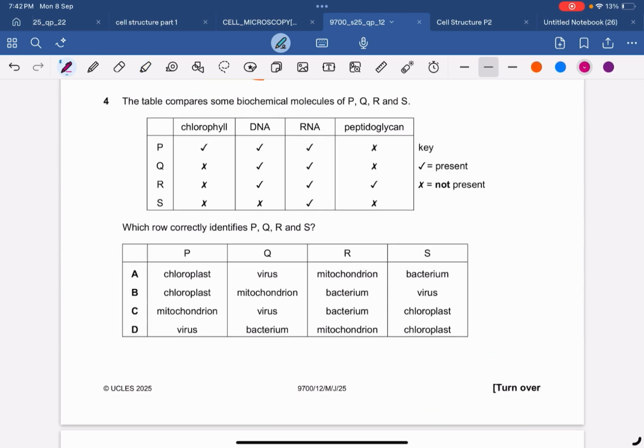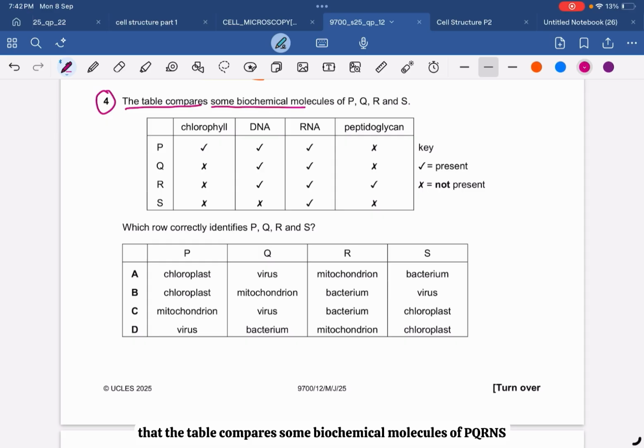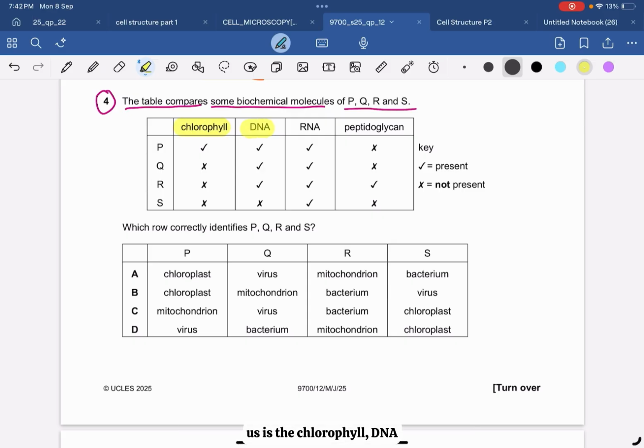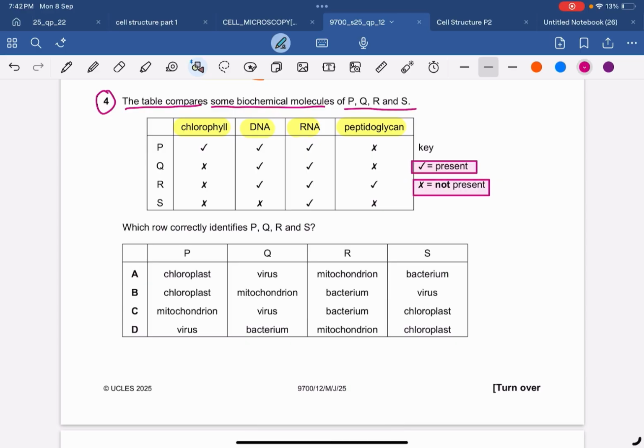Coming to question number 4, all of you, the question says that the table compares some biochemical molecules of P, Q, R and S. The biochemical molecules they have given us are chlorophyll, DNA, RNA and peptidoglycan. The tick basically represents that these are present in P, Q, R and S, and the cross represents that it is not present, right?